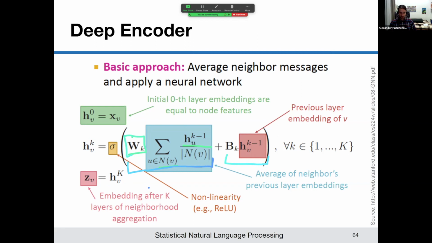All right, and this can be done at several layers of depth as usual.